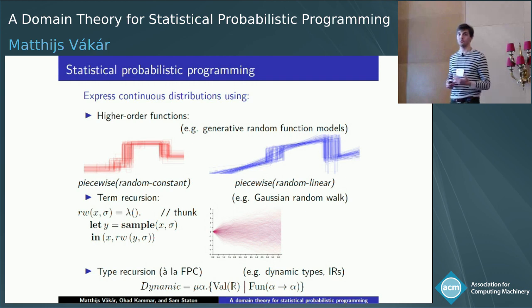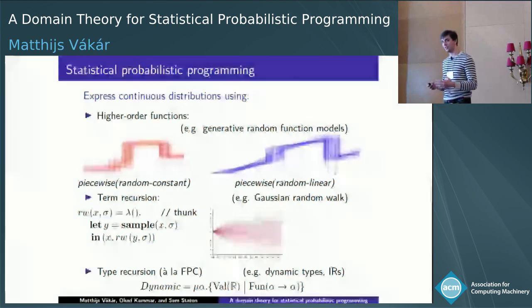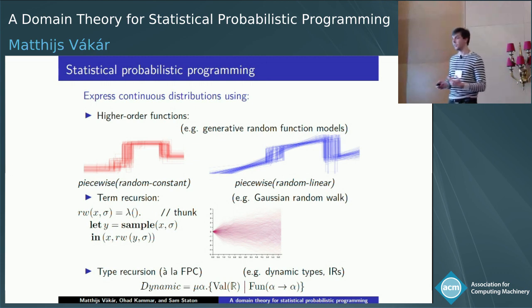Well, higher order functions we definitely want to have if we want to have a functional language. If we want to keep things functional, we don't have imperative constructs, so we definitely want map or some higher order functions to structure our programs. This already brings us outside the scope of ordinary measure theory, as we'll see. We also want term recursion, because that's quite useful for specifying certain stochastic processes. So here I wrote down a simple example of a Gaussian random walk using recursion.